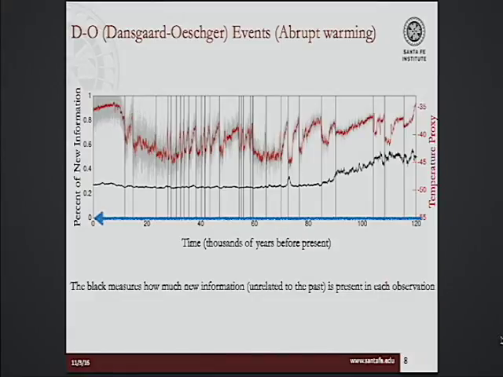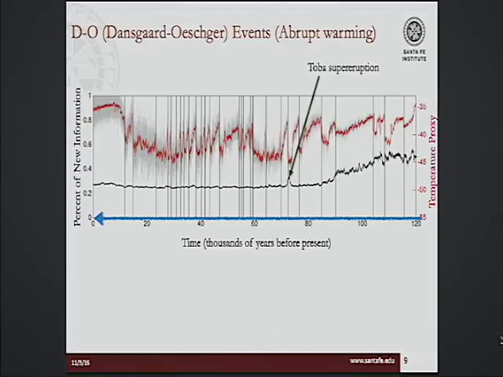So the black curve here measures how much new information unrelated to the past is in each observation. To have a concrete example of this, there's this little bump right here. So the black curve is going along steadily, and then all of a sudden there's a spike. And so what happened there was the Toba super eruption.